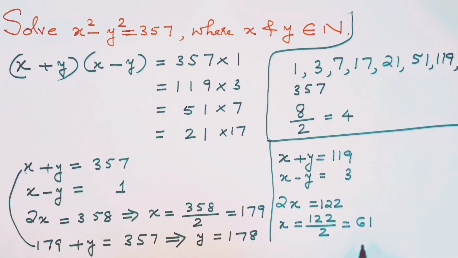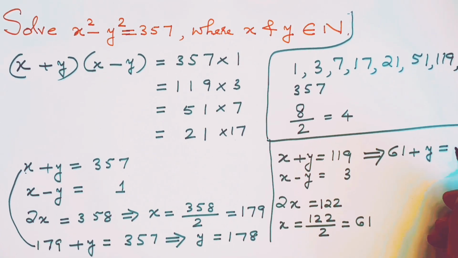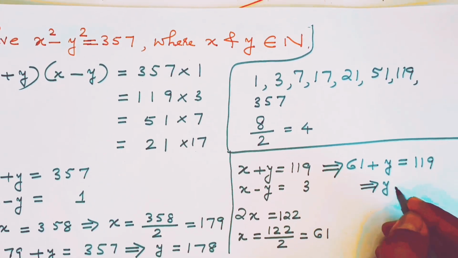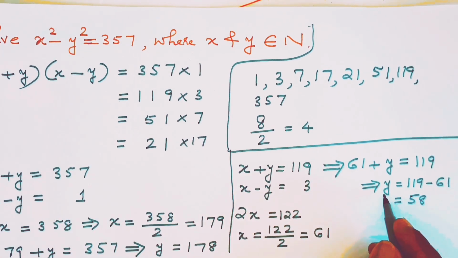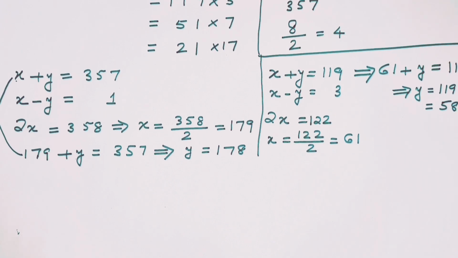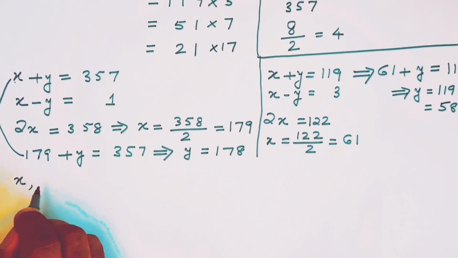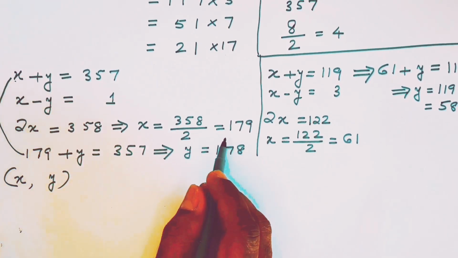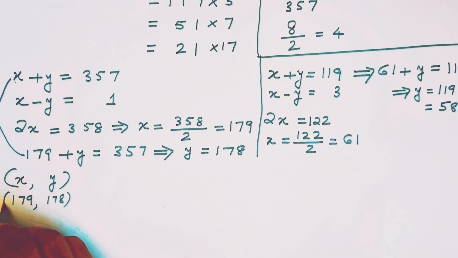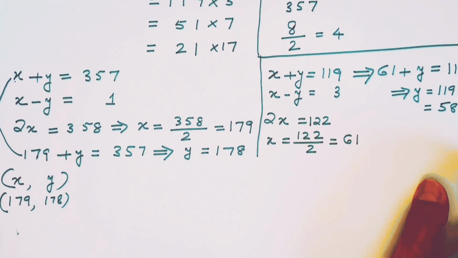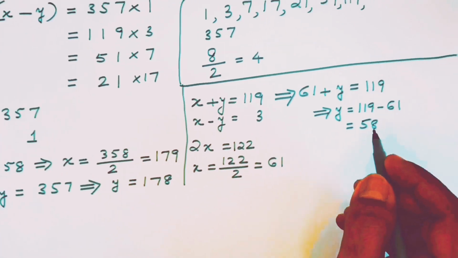Then how do you get y? Plugging x equal to 61 here, you have 61 plus y equal to 119. And that implies y equal to 119 minus 61, which is equal to 58. So we got the y value also. So we have two pairs of solutions. Let me write the solutions we have found out here. x and y: the first value 179, corresponding y value 178. Now we have found out by equating to the second splitting, x is equal to 61 and corresponding y value 58.